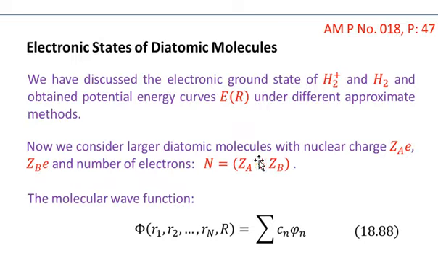Now we consider larger diatomic molecules with nuclear charges Za times e and Zb times e, and the number of electrons will of course be equal to capital N, which is equal to Za plus Zb. So here we are considering that the diatomic molecule is composed of two parts: one part is Za times e and the other part is Zb times e. And of course, the total number of electrons present in the molecule will be N, equal to Za plus Zb.